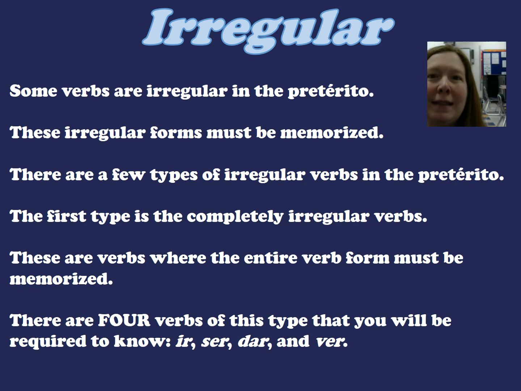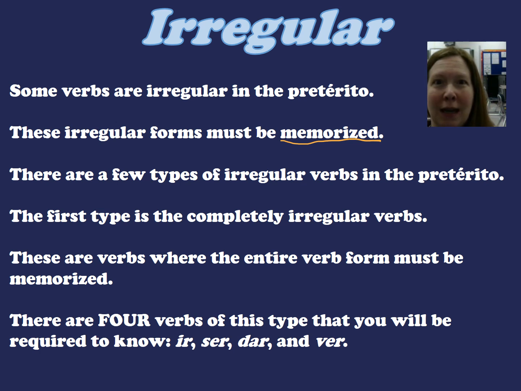We did one set of irregular preterite last time. Some verbs are irregular, and when you have an irregular verb form, it just has to be memorized. There's nothing around it. What makes a verb irregular is that it doesn't follow the normal pattern. So if it doesn't follow the normal pattern, you have to memorize it. That's just the way it is. There are a few different ways that a verb can be irregular in the pretérito.